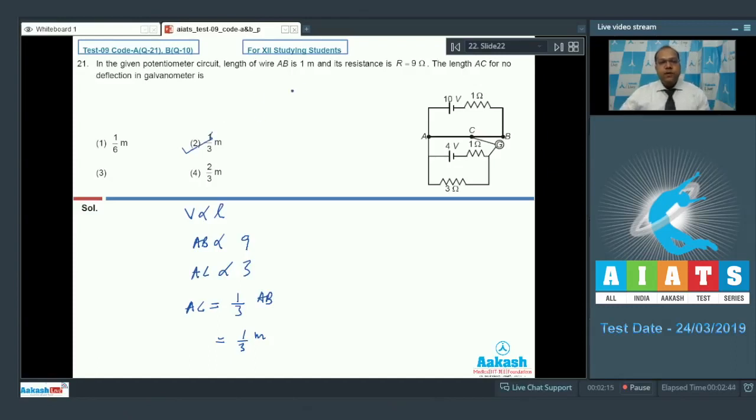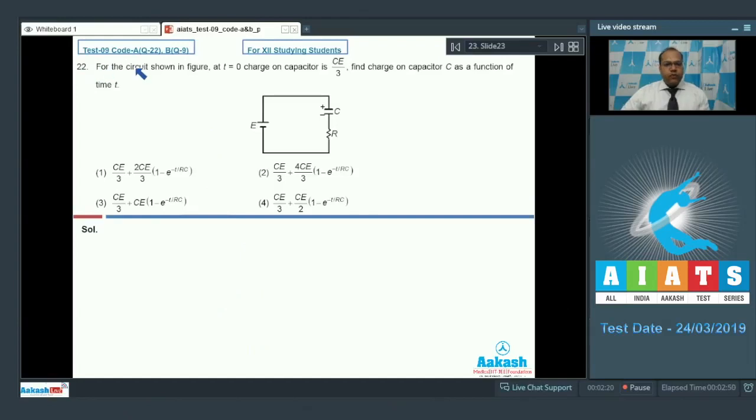Let's move to question number 22. In question number 22, for the circuit shown in figure at t equal to 0, charge on capacitor is CE by 3. Find charge on capacitor C as a function of time t. So at any time t, the charge on the capacitor can be written as Q(t) is equal to A plus B e raised to the power minus t by RC. So at t equal to 0, charge on the plate of capacitor is CE by 3. So at t equal to 0, it can be written as A plus B.